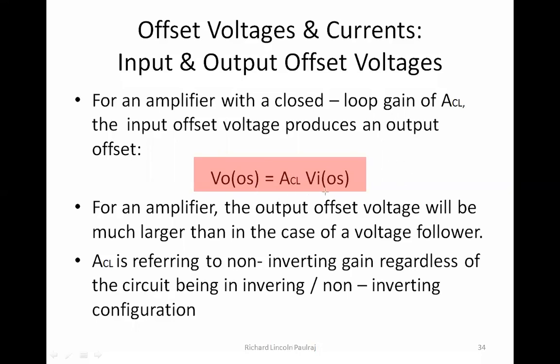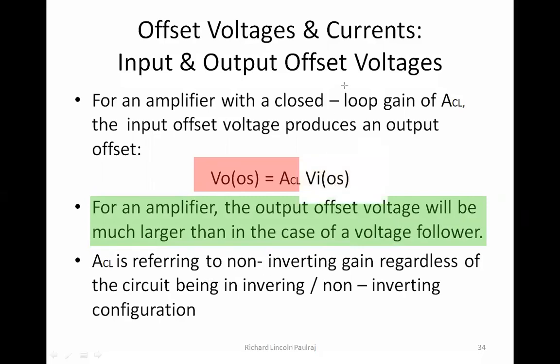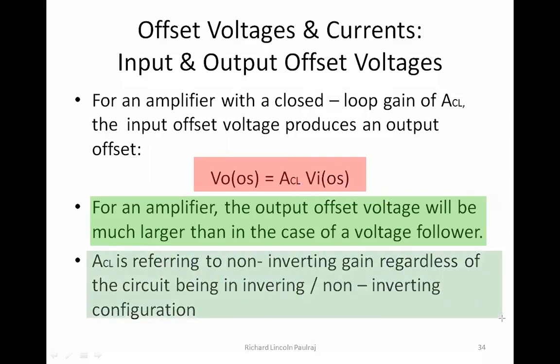So for an amplifier, the output offset voltage will be much larger than in the case of a voltage follower. So it's not going to act like an ideal op-amp, right? It's not going to act like a voltage follower, but then the differences are going to be really huge. ACL, now this is very important. I want you to please make note of this, because it will be asked in your examinations and in your tests.